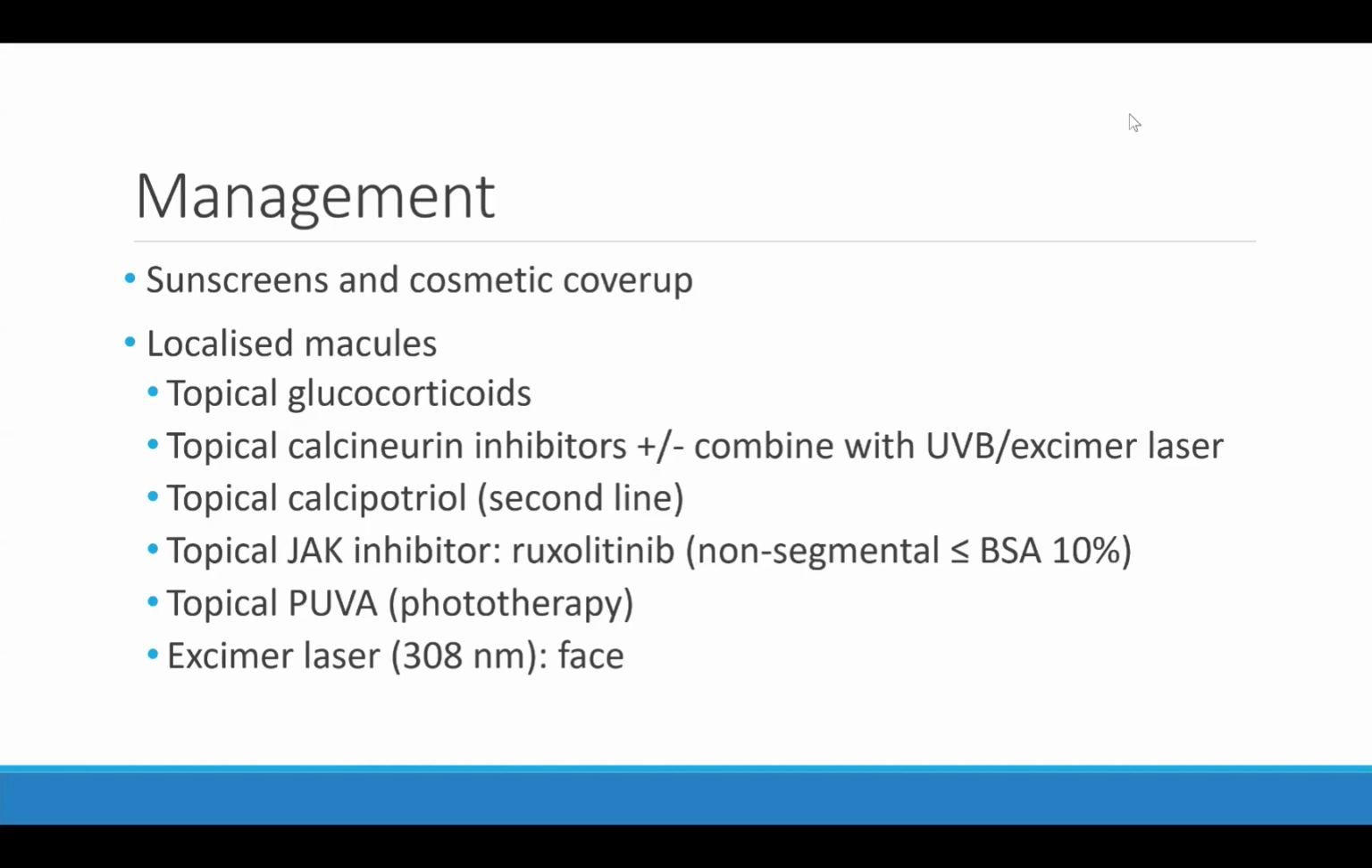For management, patients should use sunscreens, and they can consider cosmetic cover-up. For localized macules, treatment options include topical glucocorticoids, topical calcineurin inhibitors, which may be combined with phototherapy using ultraviolet B or excimer laser, topical calcipotriol, topical JAK inhibitor such as ruxolitinib for non-segmental vitiligo involving less than 10% of body surface area, topical PUVA, which is phototherapy, and excimer laser 308 nanometer for the face.